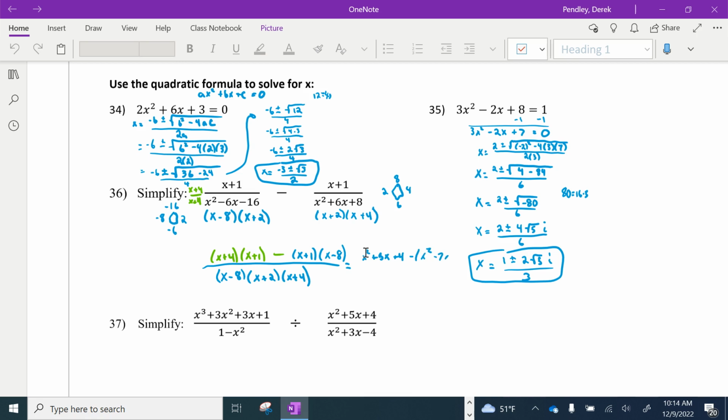So if I distribute this negative through, I have negative x squared. x squared minus x squared is 0. 5x plus 7x gives me 12x. 4 plus 8 gives me 12, over the x minus 8 times x plus 2 times x plus 4.